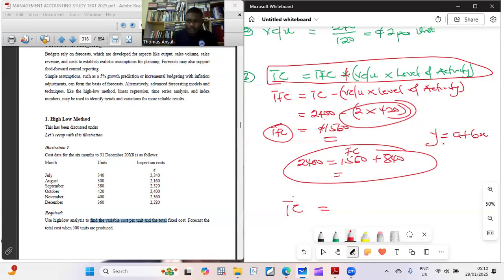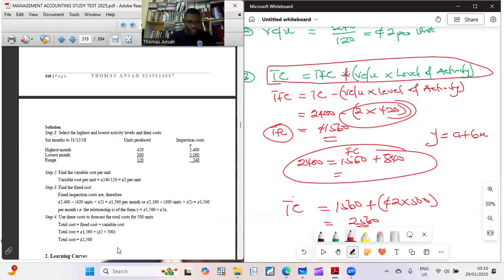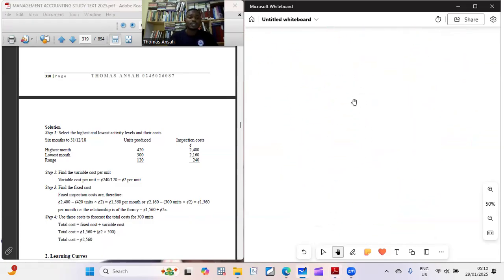So therefore, our total cost will be equal to, do you remember this formula? You remember the equation. We know our fixed cost is 1560, and the total variable cost is 2 cedis multiplied by the level of activity of 500, which is 1000. Total cost will be 2560, as simple as that. So basically, that is how you do the high-low method. Much of it was done in our initial lessons.